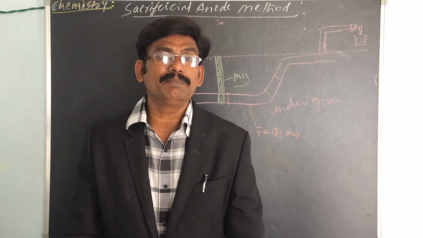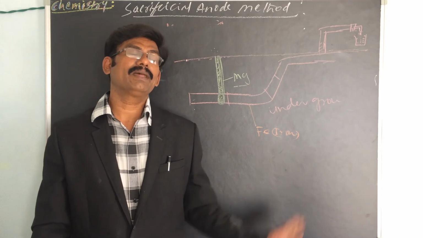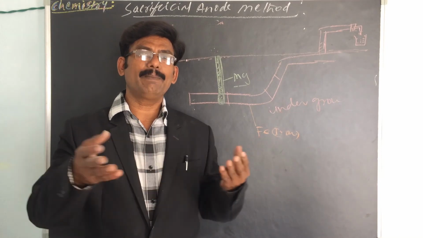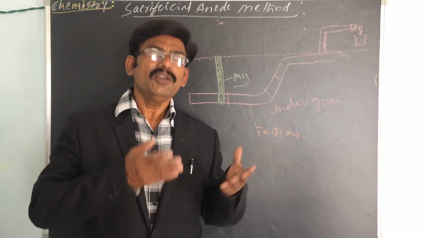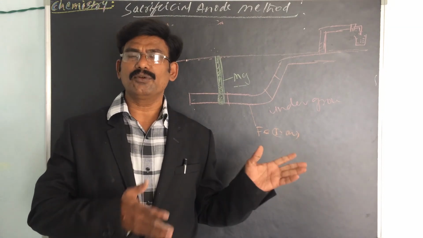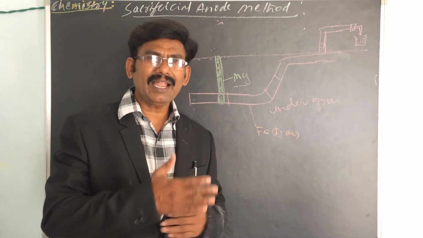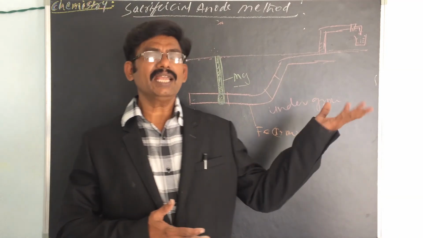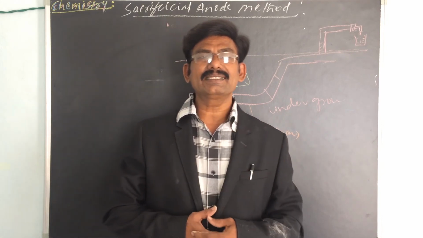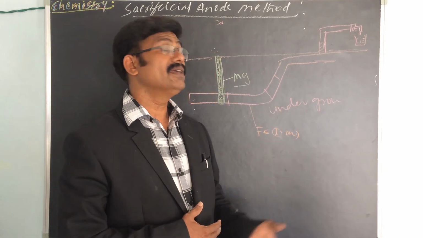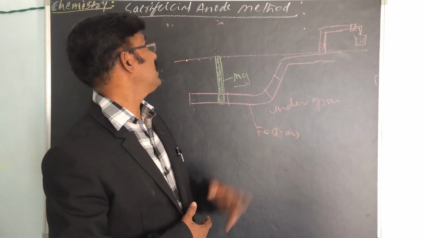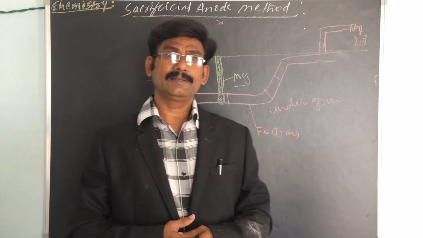And the anode must be replaced periodically when it is consumed. For example, in the hulls of ships in marine water, the zinc plates get rusted. We have to remove them every 1 or 2 months and replace them. The anode must be replaced periodically when consumed by corrosion. So this is about the sacrificial anode method.